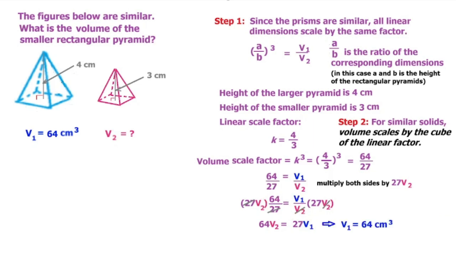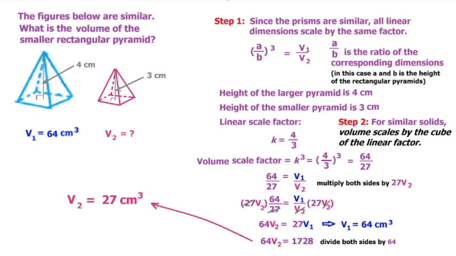Now to solve for V2, we can plug in V1 here and divide both sides by 64. When you do that, V2 equals 27 centimeters cubed. Okay, and that's all there is to that problem.